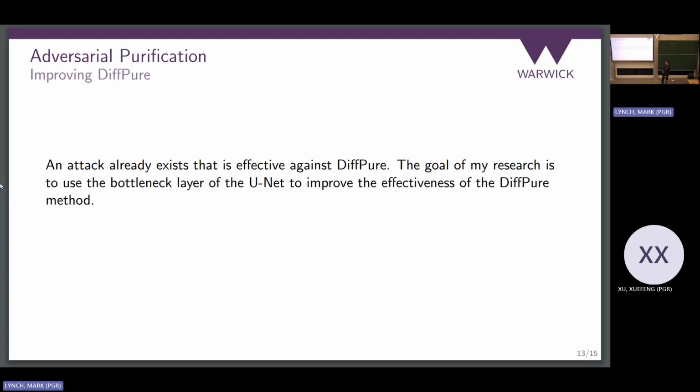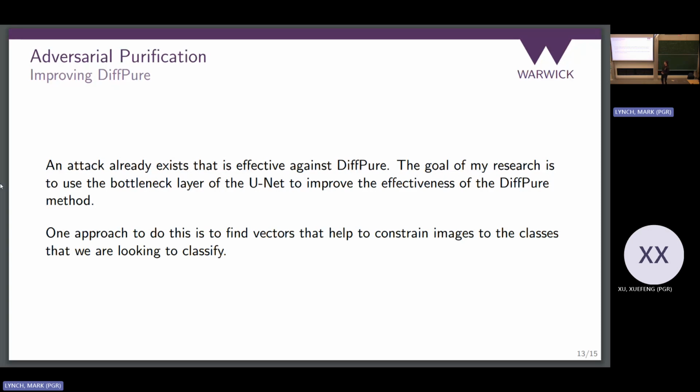And that's broadly what I'm looking at the moment, trying to find directions that improve DiffPure. So we're trying to find vectors that help to constrain images to the classes we're looking to classify, and hopefully that would help guide adversarial images even more so towards clean images.